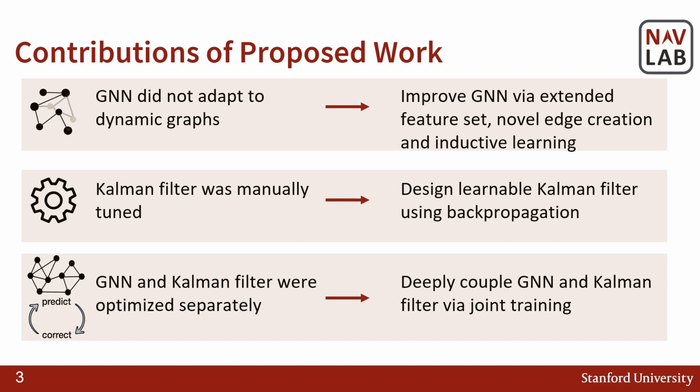The contributions of this work are trying to improve on the limitations of our prior work. First, we improved the graph neural network by using an extended feature set and proposed a novel strategy for creating edges. And finally, we use inductive learning on the graph to learn representations which were previously not seen or present in the graph. Instead of using a manually tuned Kalman filter, we design a learnable filter by using backpropagation, a technique that is commonly used to train neural networks. And lastly, instead of sequentially optimizing the GNN and the filter, we deeply couple both components in our framework by jointly training them under a single optimization function.